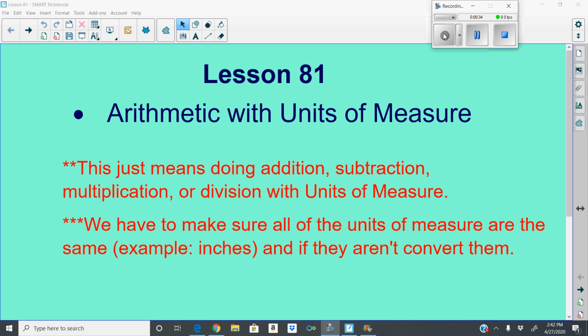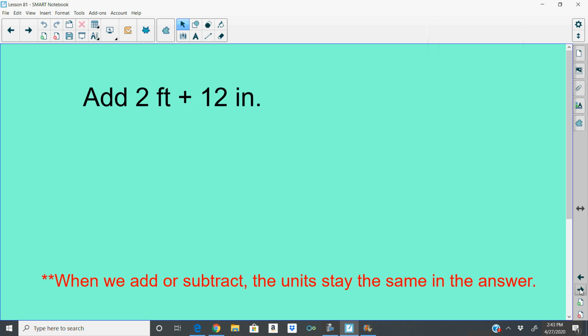We have to make sure all of the units of measure are the same. For example, if we're saying something about inches and then we're talking about centimeters, we have to make them deal with the same unit of measure. And if they aren't, we have to convert them so that we can deal with them. And we'll see what I mean by that in some examples here.